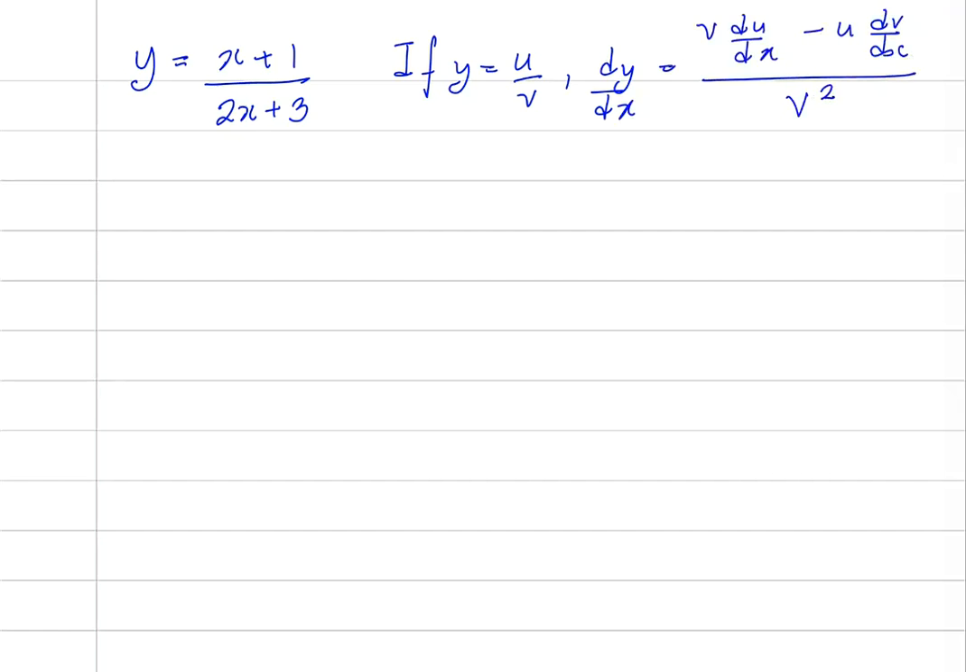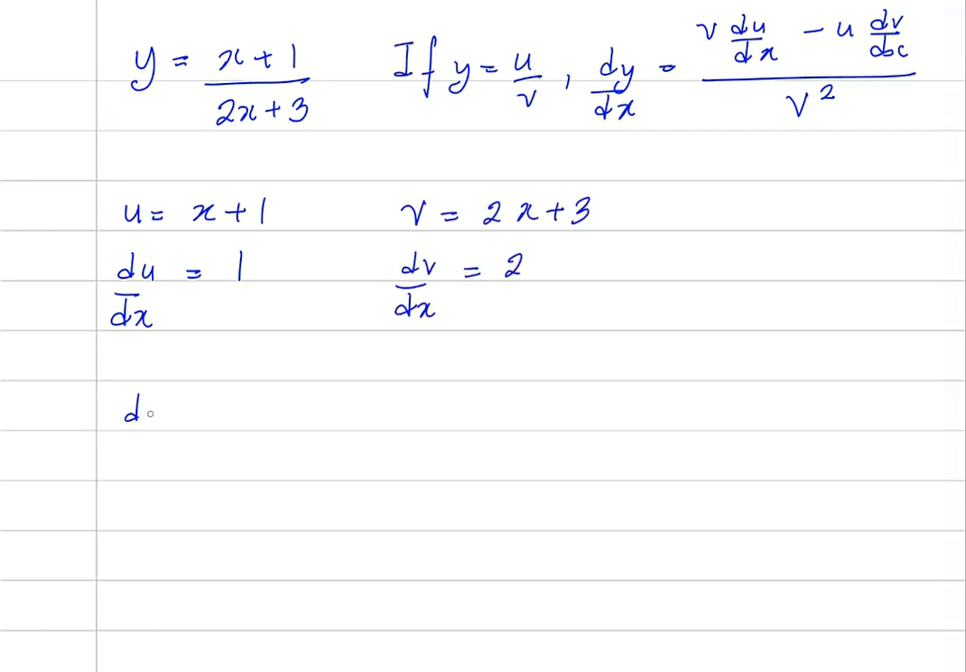So if I say u is equal to x plus 1, I'm going to say du by dx would be equal to 1. If you differentiate x, you get 1. If you differentiate 1, you get 0. 1 plus 0 is still 1. V, the denominator, would be 2x plus 3. So dv by dx would be equal to 2.